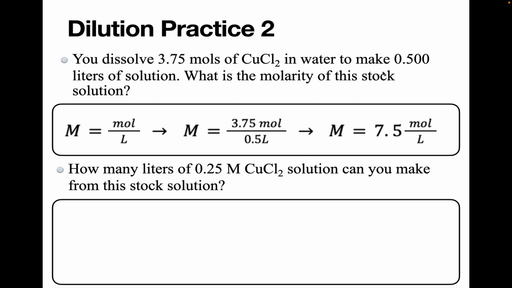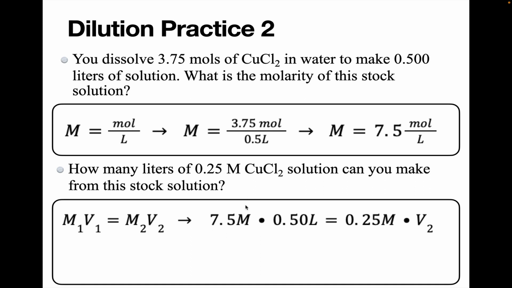We have a half a liter. So again, we have 0.75 molar. We have a half a liter of it. This is the concentration we want to make. What volume can we make? Here we solve for V2. We can make up to 15 liters of this.